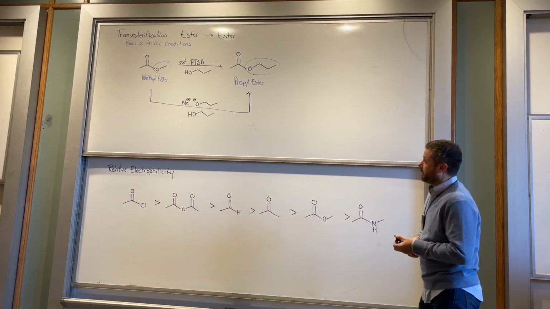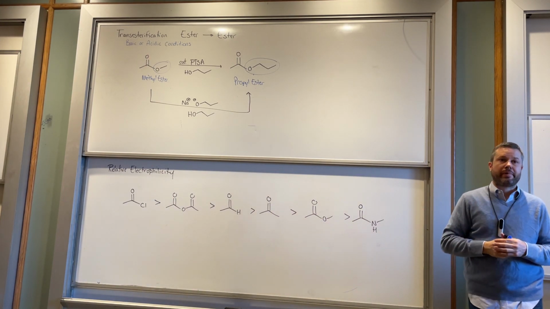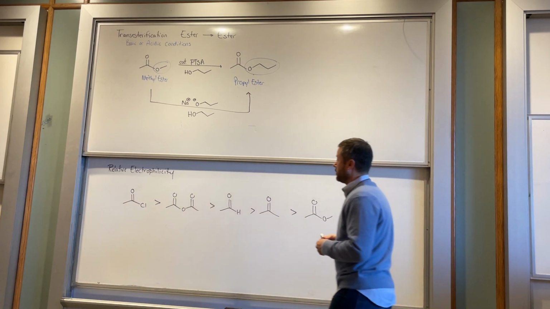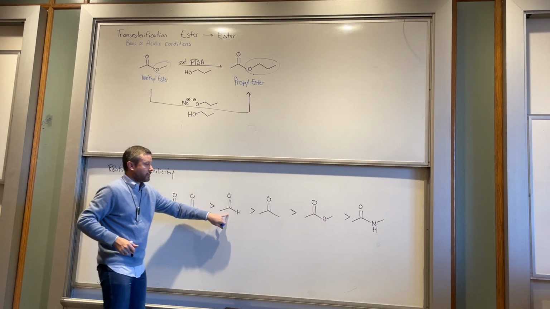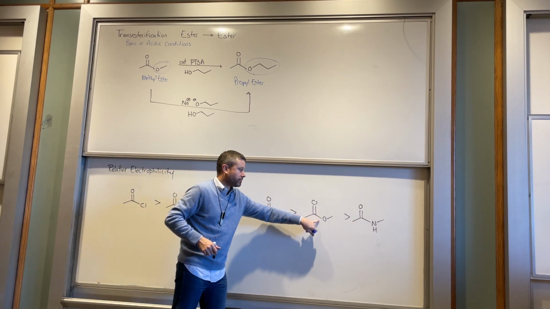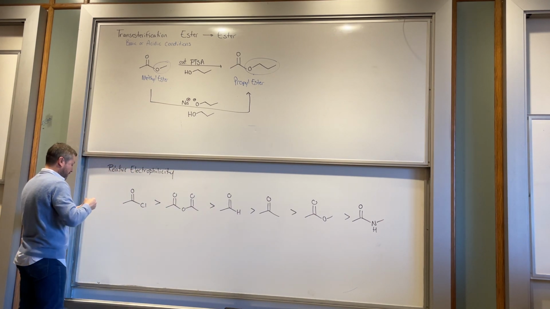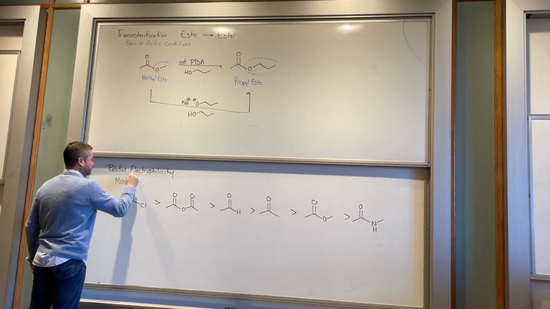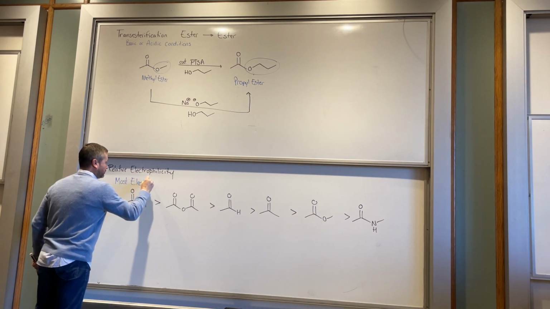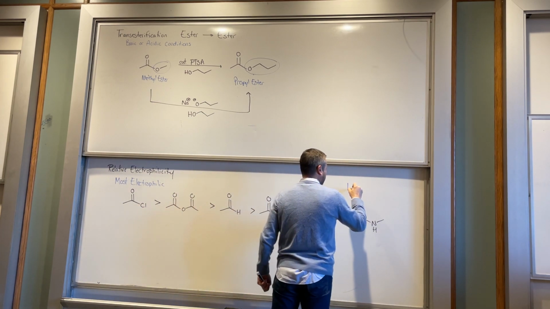Okay, so I want to talk a little bit about the relative electrophilicity or relative reactivity of the different carbonyl compounds that we've learned so far. On this list we have acid chlorides, acid anhydrides, aldehydes, ketones, esters, and amides. I ordered these in terms of electrophilicity. The acid chloride is the most electrophilic, and the amide is going to be the least electrophilic.